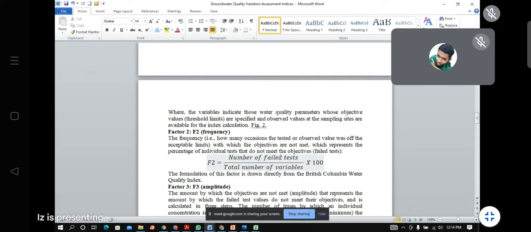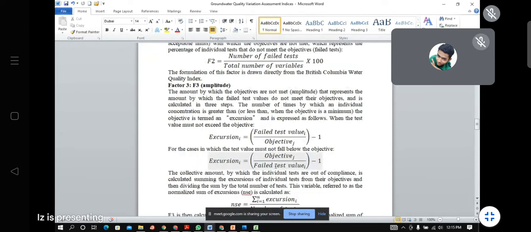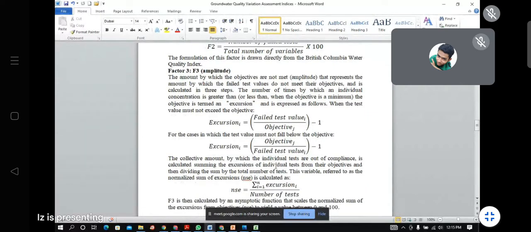Failed means failed the criteria. Criteria of what? Criteria is the guideline, either taken from WHO or your country's own guideline. So with that guideline, you will compare and find out whether it is failed or passed. If it is failed, you will bring it into this equation. And factor 3 is amplitude. Amplitude defines by what magnitude it is failed.